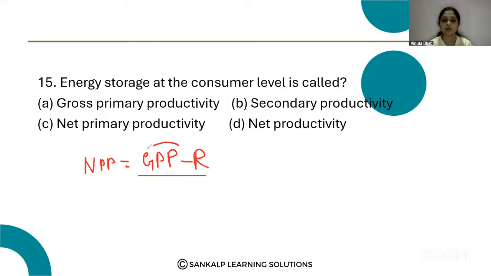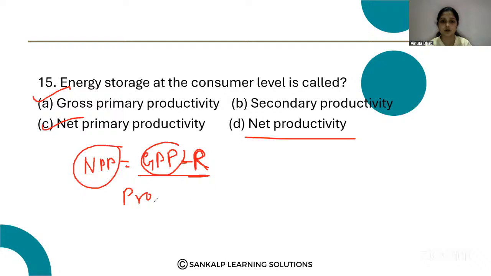Gross primary productivity means the total amount of organic matter produced by the plants. They utilize some organic matter for respiration and their metabolic activity, that is called respiratory loss. So that gives the net primary productivity. So these all take place at the producer level. Okay, so gross primary productivity, net primary productivity, these all are at the producer level, right?